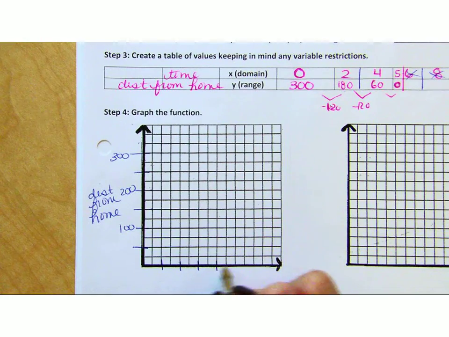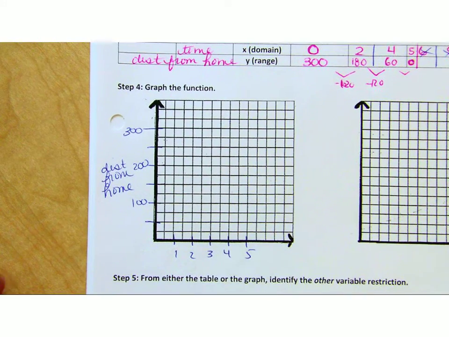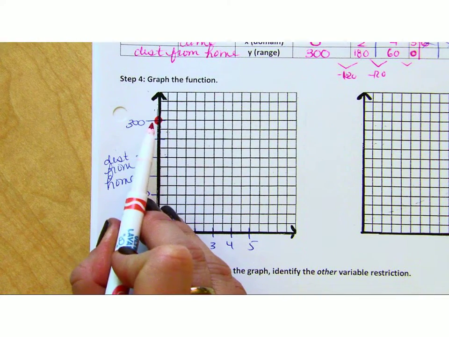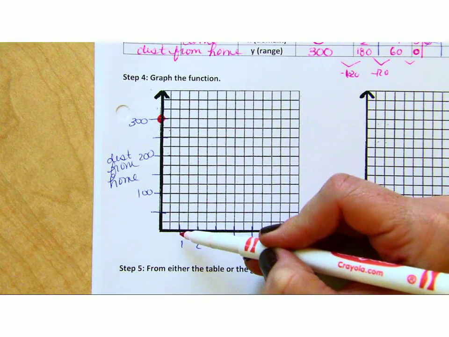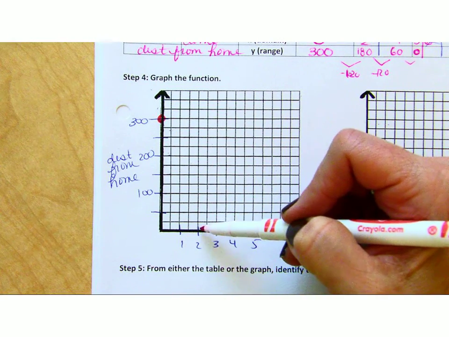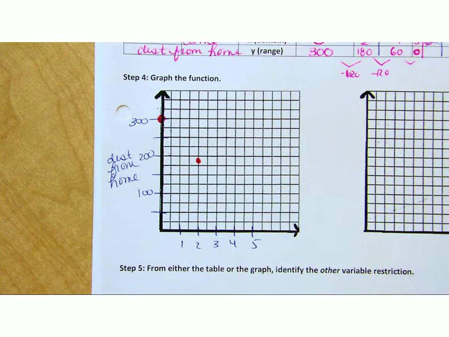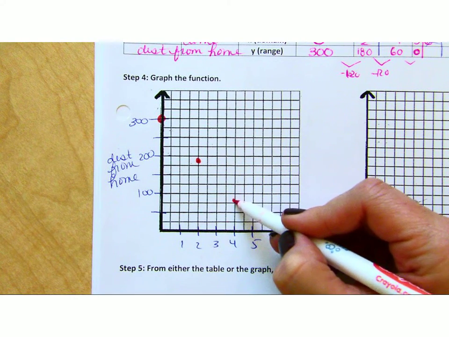And so now when I graph this, I did this one on purpose because I wanted you to see what the graph looks like. I'm still on vacation. I haven't pulled out to come home yet. I'm still 300 miles from home. But after 1 hour in that car, we could use 2. After 2 hours in that car, I am only 180 miles away from home. So I have to just kind of eyeball it. If this is 150. 4 hours in the car, I'm only 60 away from home. And finally, after driving for 5 hours, I'm home.